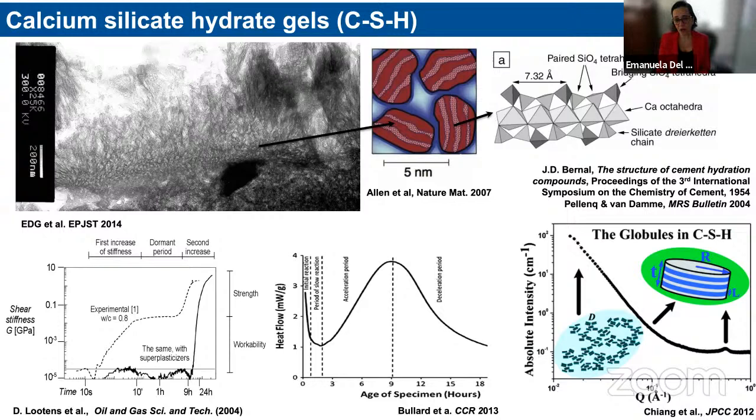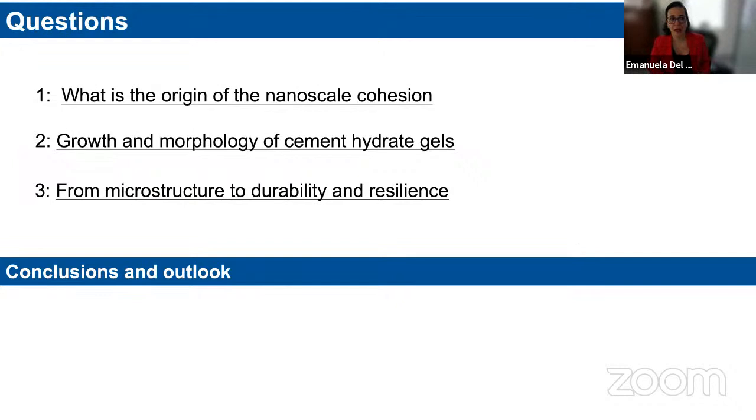Okay, so what I want to do is basically I've articulated my talk around three points. I want to tell you about what's the origin of the nanoscale cohesion of the material. Basically, the strength of the material comes from nanoscale forces that are responsible for the stickiness of the gel to start with, and therefore the gel formation. If we understand that, how can we then understand the growth and the morphology of the gel on larger scales? And then I want to give you a sense of how the insight that we develop can actually help us to understand better and therefore scientifically guide studies of durability and resilience of the material.